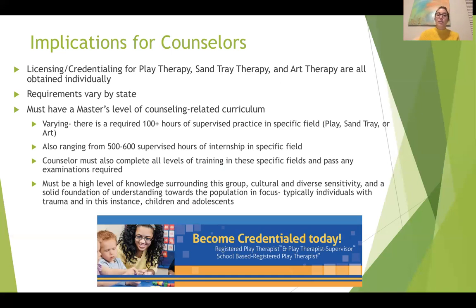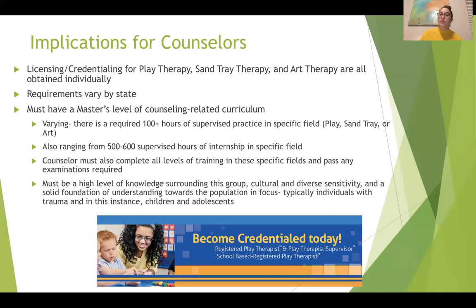As well as this, there must be a high level of knowledge surrounding this group, cultural and diversity sensitivity, and a solid foundation of understanding of the population in focus. Typically, individuals who pursue becoming a play therapist, child-centered therapist, or art therapist focus specifically on the population they want to work with, and a lot of times that is individuals who have experienced trauma. In this instance, you would be focusing on children and adolescents.